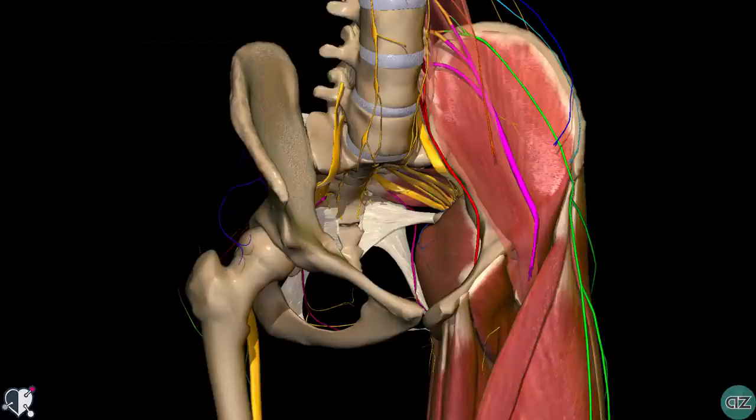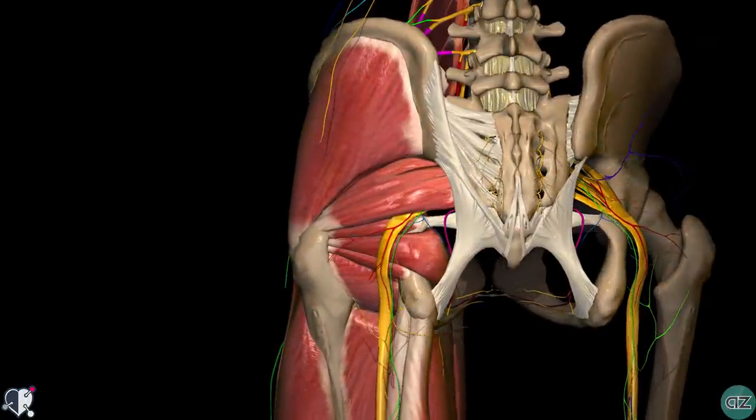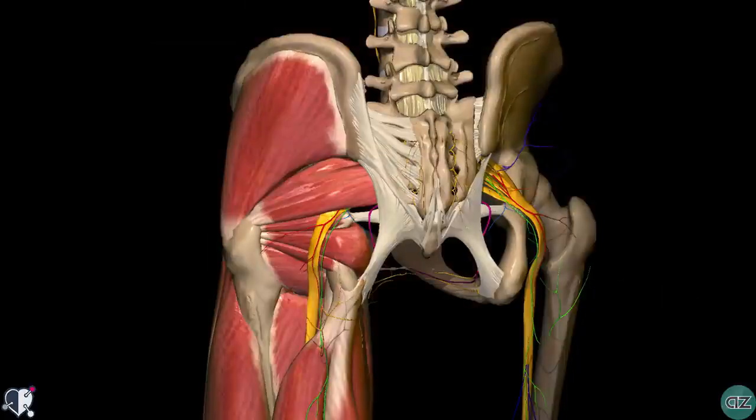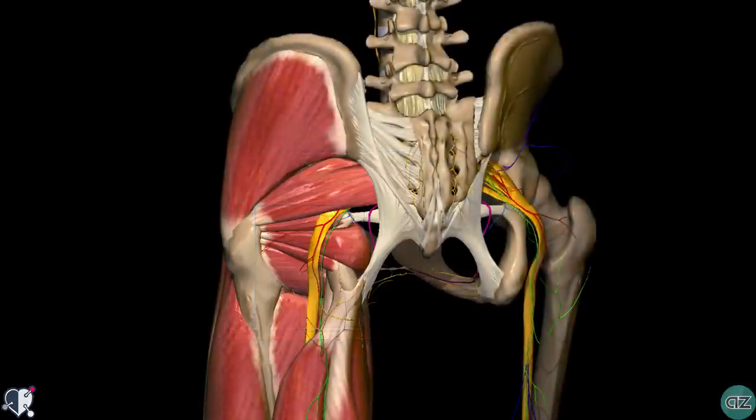The third course is to leave via the greater sciatic foramen, loop around the sacrospinous ligament, and re-enter via the lesser sciatic foramen to supply lateral pelvic structures and perineal structures. Most of the nerves take the first route, leaving the pelvis by passing inferior to the piriformis via the greater sciatic foramen. We will look now at the main nerves of the sacral plexus in turn, and then take a look at some of the smaller remaining nerves.